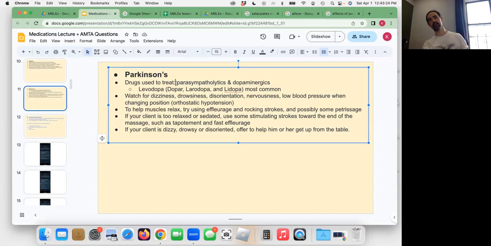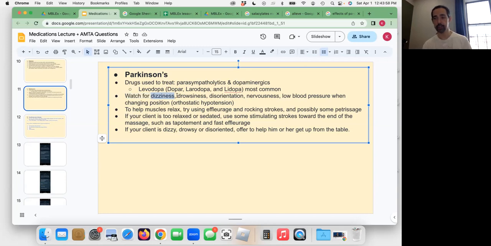You have to be aware that people who take parasympatholytics as well as dopaminergics, drugs which increase the production of dopamine, may be more drowsy and more dizzy than other clients. Common names are levodopa, ledopa, dopar, and you really need to watch for dizziness. This is what you need to know for the MBLEx: patients who are taking drugs for the treatment of Parkinson's disease are more susceptible to dizziness.